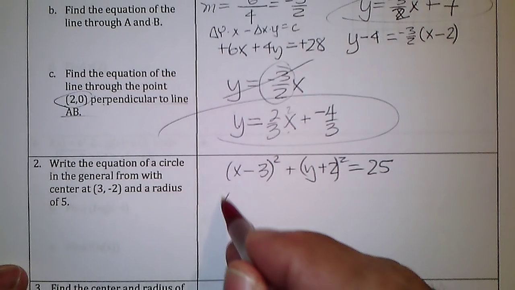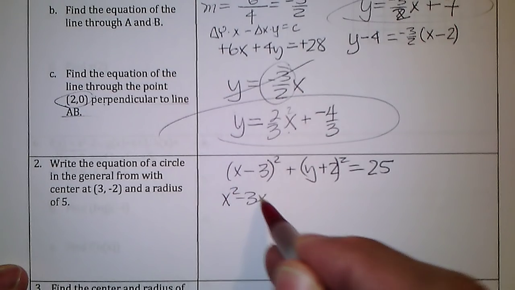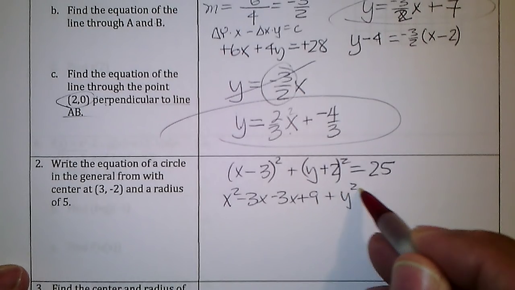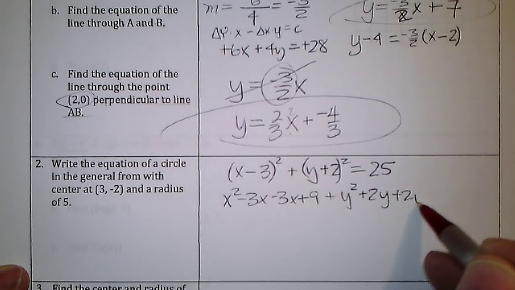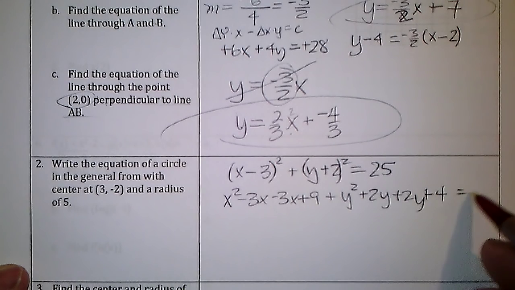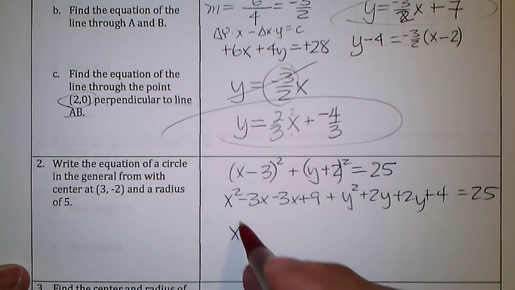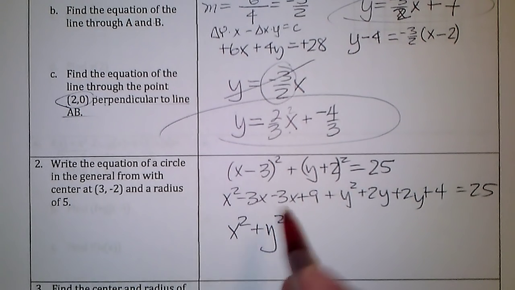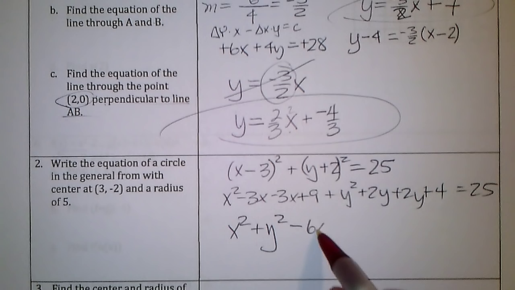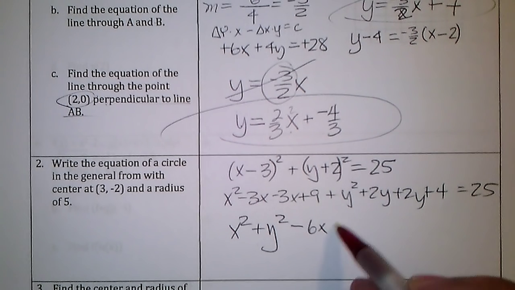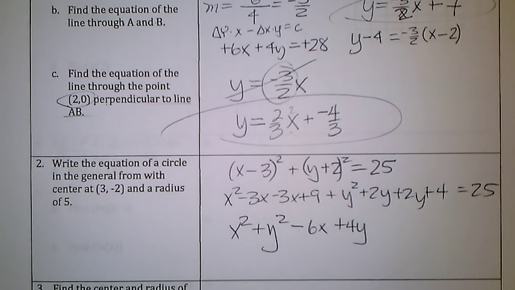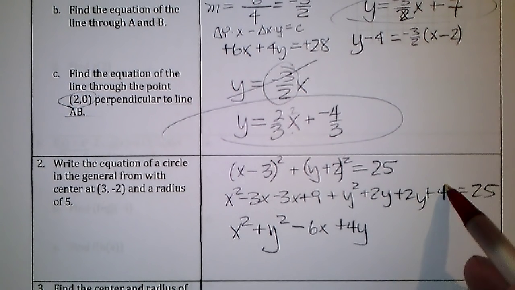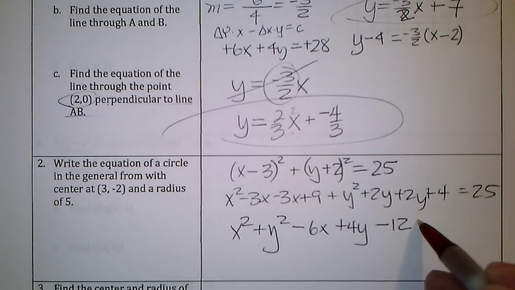So this is going to be x squared minus 3x minus 3x plus 9, plus y squared plus 2y plus 2y plus 4 equals 25. And so I get x squared plus y squared. We put the squareds first. Minus 6x plus 4y. And 9 and 4 is 13. Minus the 25 would be minus 12 equals 0.